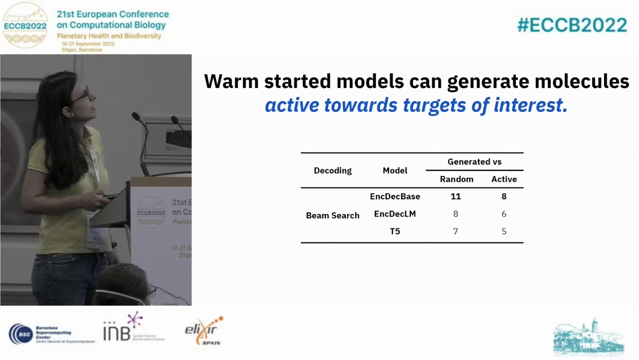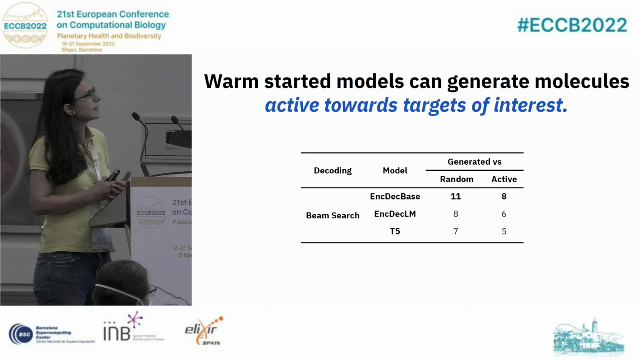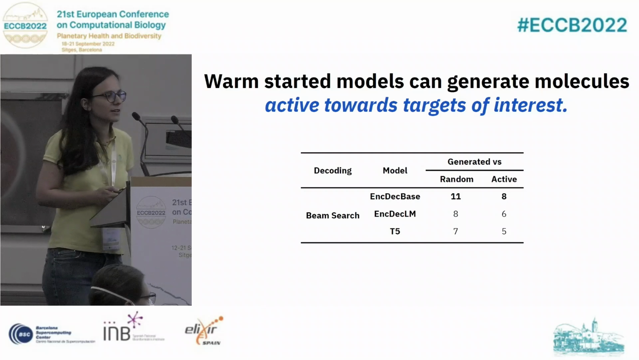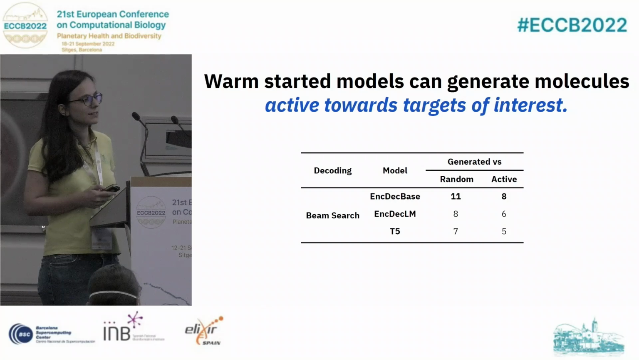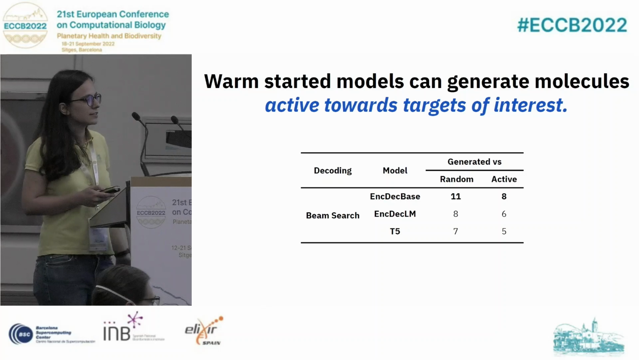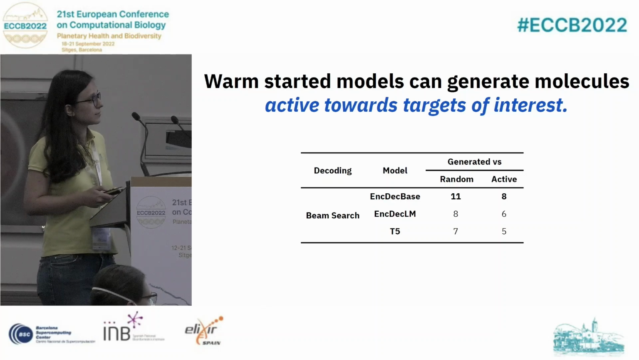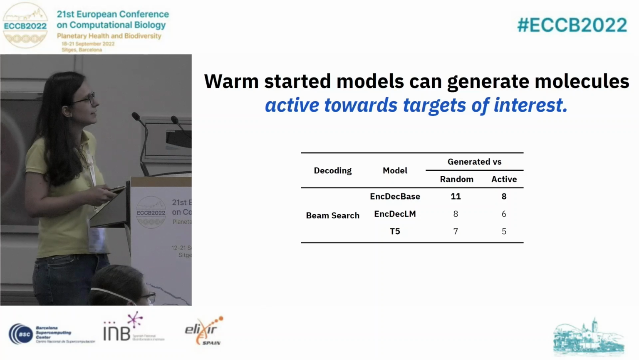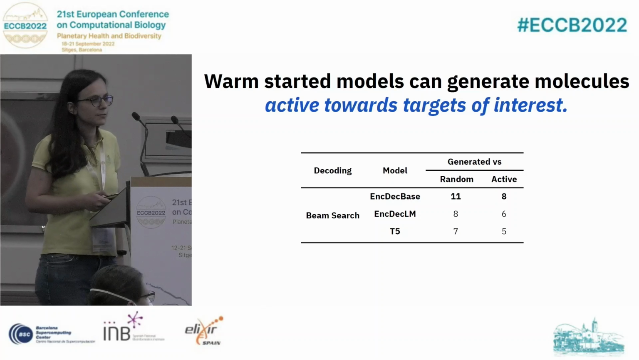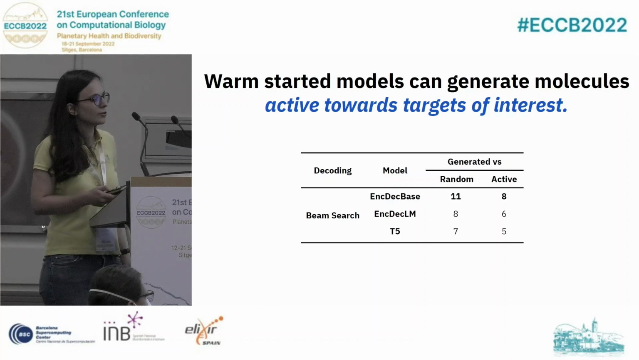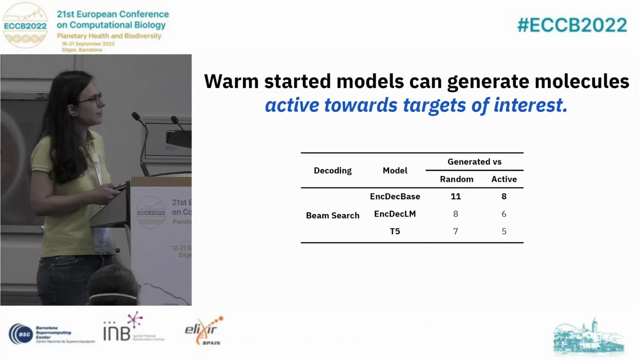Next we evaluated whether the generated compounds are active against targets of interest. To this end, we computed the number of proteins where generated molecules are significantly better than random ones and similar to active molecules. And here we see that warm-started models can generate active molecules towards the target of interest for a higher number of proteins compared to the baseline T5 model. The top performing model here is EncoderDecoder-base trained with the one-stage strategy, which can generate molecules better than random ones for all of the proteins, 11 proteins.